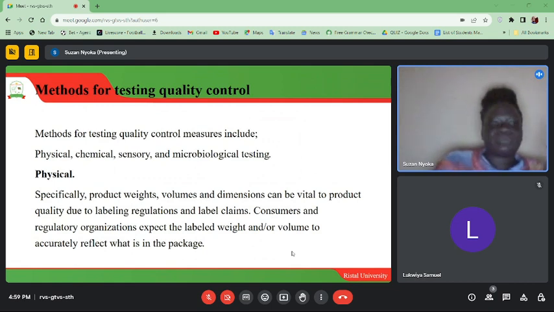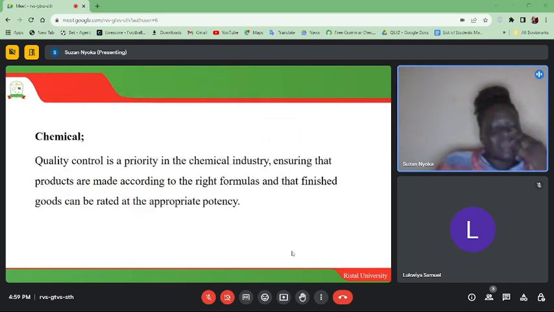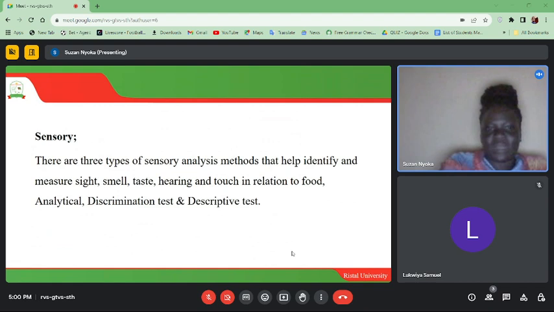And then for chemicals, quality control is a priority in the chemical industry. Ensure that products are made according to the right formulas and that finished goods can be rated in appropriate potency. Under the chemicals, you ensure that the right formulas are used in making the products and ensuring they are in their appropriate potency. And then under the sensory, of course, we looked at the sensory evaluation first. You're going to ensure that the products have the right smell that is needed, the right taste. They look appealing, of course, and then the right hearing and all that.